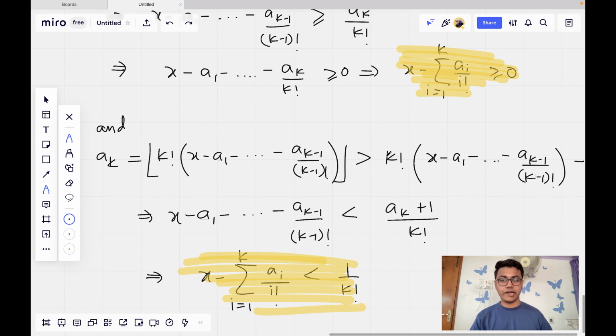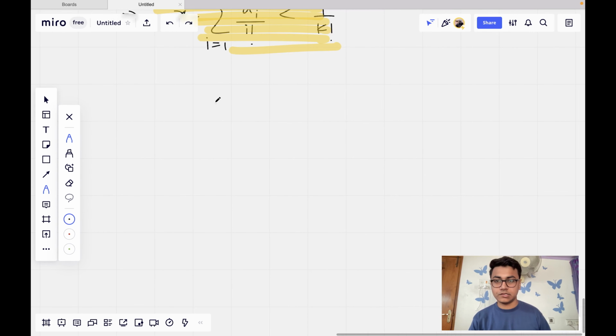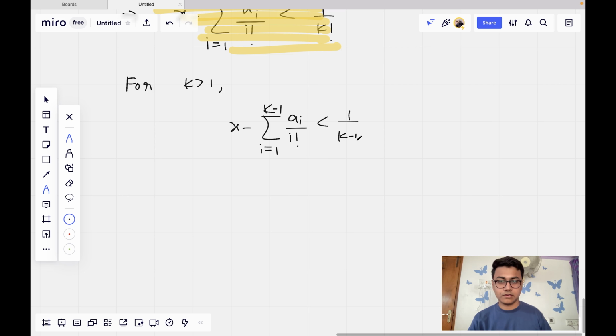We'll rewrite these two inequalities for convenience. For k greater than 1, x minus the summation i goes from 1 to k of a_i by i factorial. Okay, for convenience, we'll take it till k minus 1. This is less than or equal to, or strictly less than, 1 by (k-1) factorial and greater than or equal to 0.